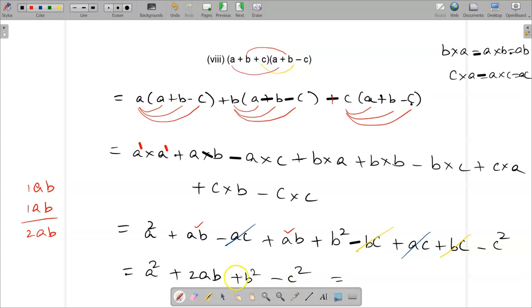So if you want, you can leave the answer as it is, or else higher power term you can write first. What are the higher power term? A square, B square minus C square followed by the lower power term, that is 2AB. Okay. So this is the final answer for the 8th problem.